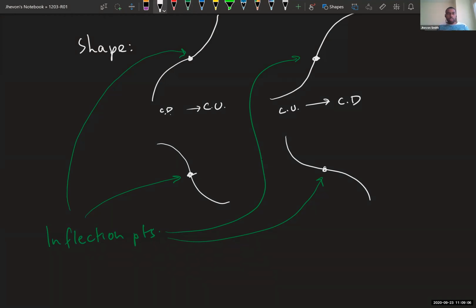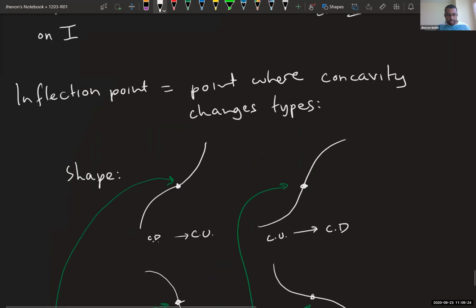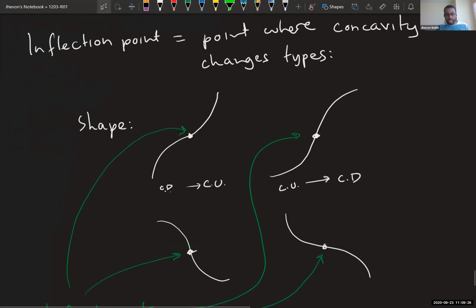Okay, so to find an inflection point, find where the second derivative is 0 or undefined, and then check if it changes sign on either side by plugging in x values a little bit to the right and a little bit to the left. If the sign changes, then the point you're looking at is an inflection point, as long as your graph is defined there. So that would be the concavity test.